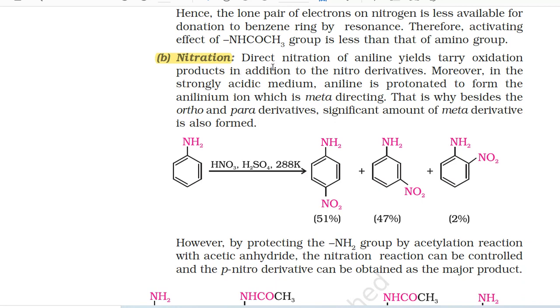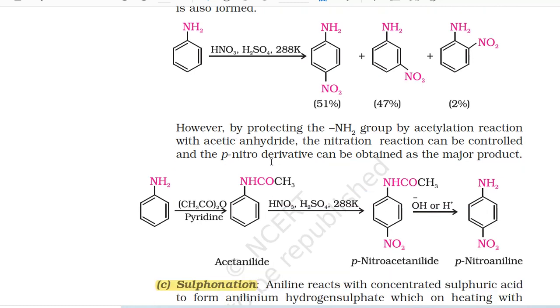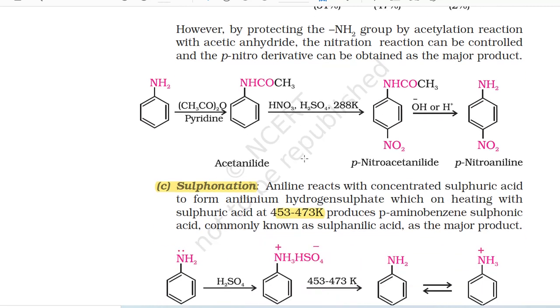B. Nitration. Direct nitration of aniline yields tarry oxidation products in addition to the nitro derivatives. Moreover, in the strongly acidic medium, aniline is protonated to form the anilinium ion, which is meta-directing. That's why, besides the ortho and para derivatives, a significant amount of meta derivative is also formed. However, by protecting the NH2 group by acetylation with acetic anhydride, the nitration reaction can be controlled and the para-nitro derivative can be obtained as the major product.